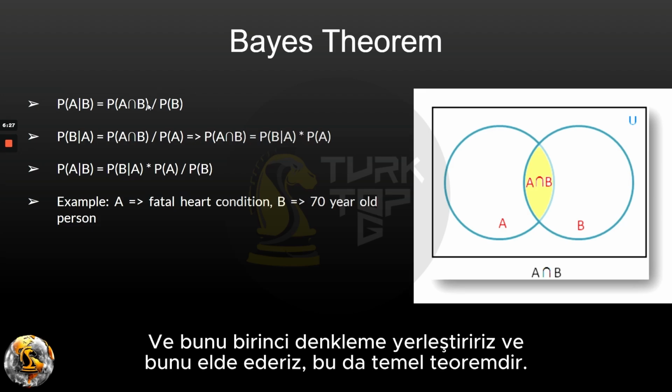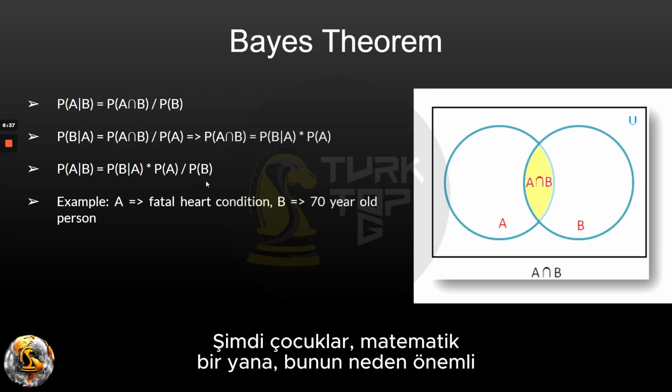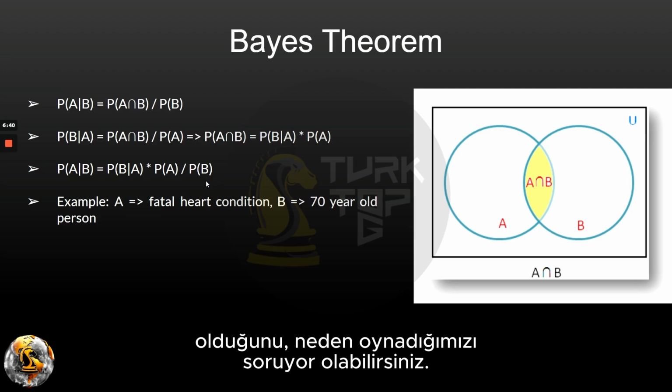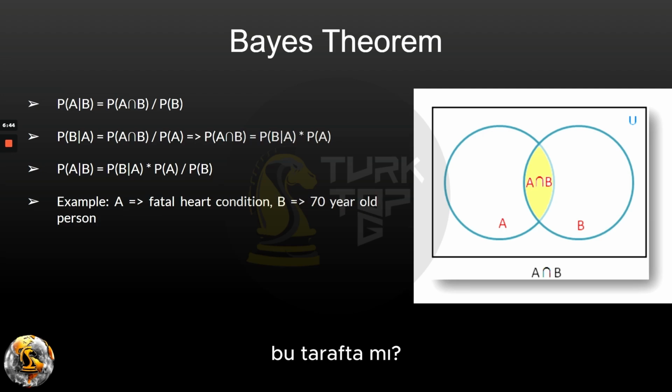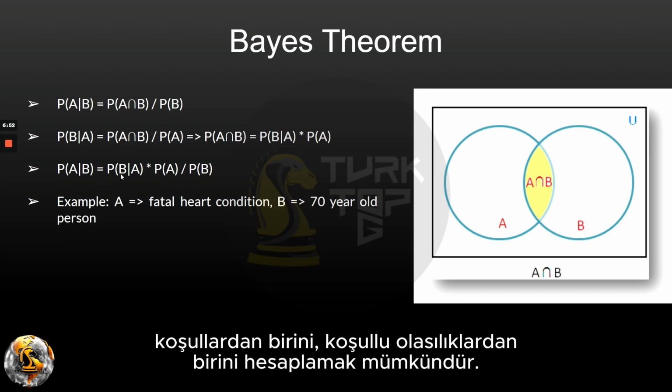And we plug that into the first equation and we get this, which is Bayes' theorem: P(A|B) = P(B|A) × P(A) / P(B). Now, math aside, you might be asking, why is this important? Why are we playing around this way? We do it because in the real world, based on historical data, it is possible to calculate one of the conditional probabilities.